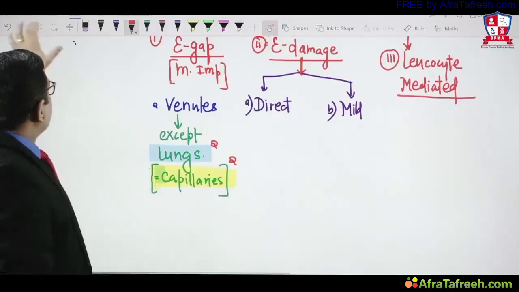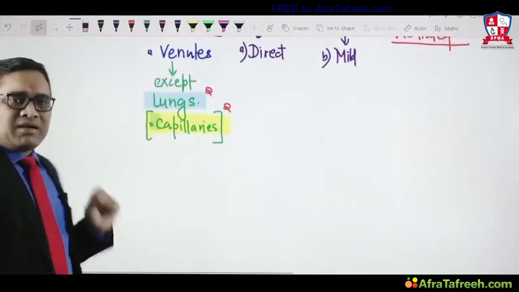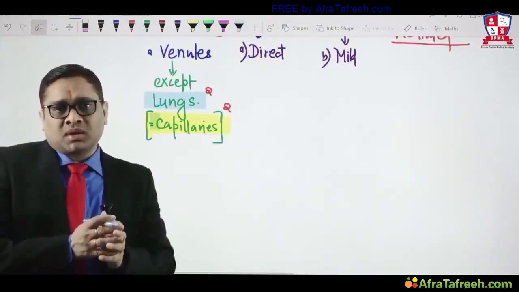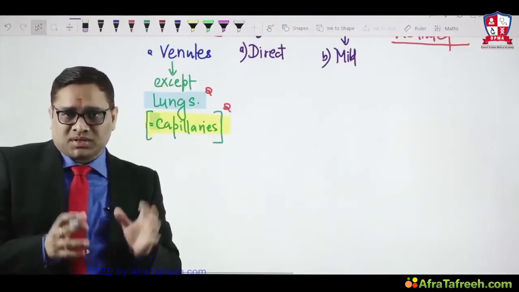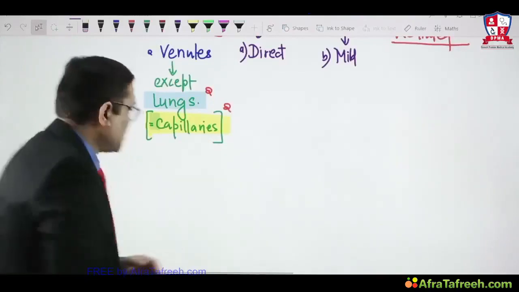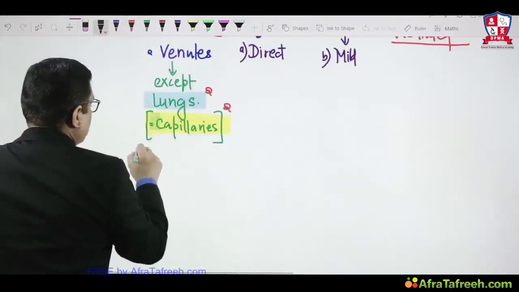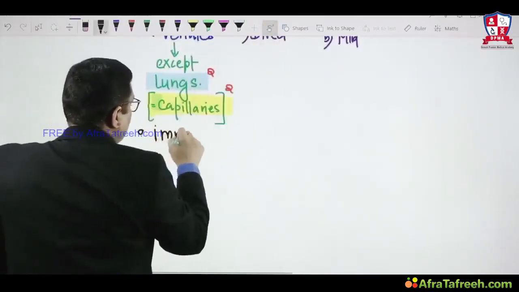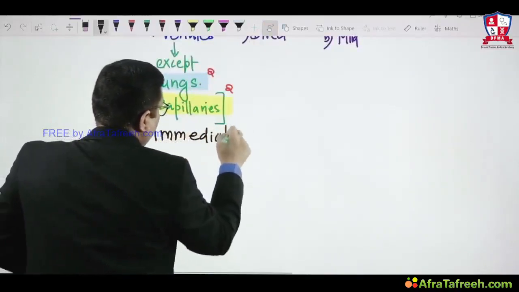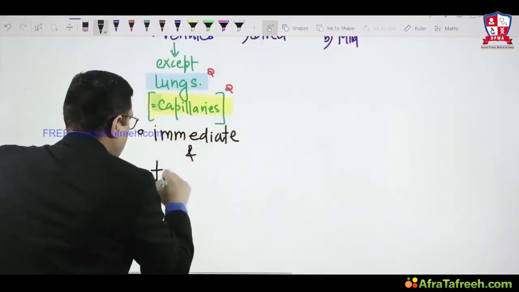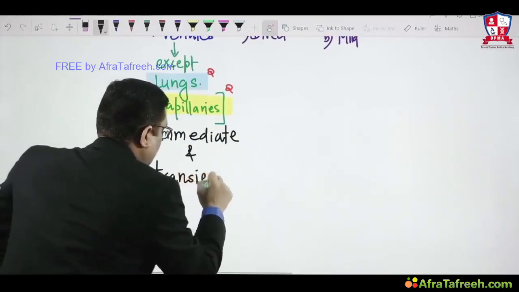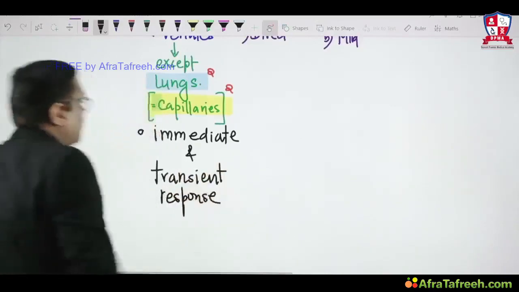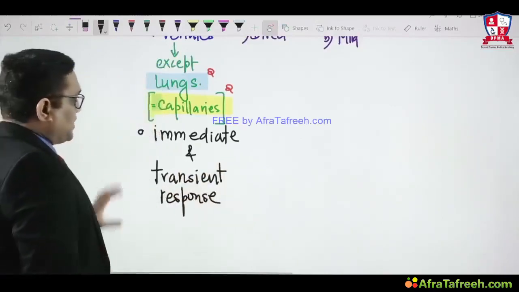Endothelial gap formation is a kind of immediate and transient response. The vascular permeability increase caused by endothelial gap formation is the immediate and transient response. That is another important MCQ, where the examiner asks what kind of response it is.